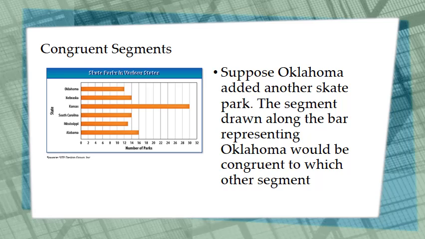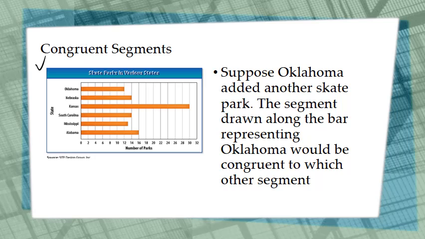All right, well, linear measure. We've talked about congruency, and congruent segments are segments that have the same measure. We call those congruent segments. But here we're going to identify some congruent segments, and over here we've got a bar chart, which gives us data.